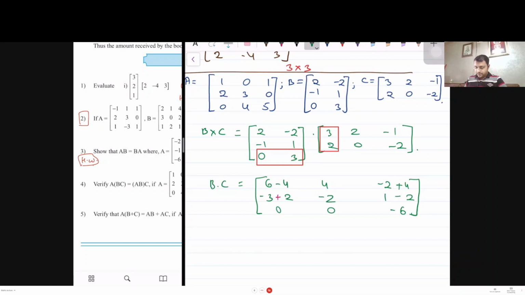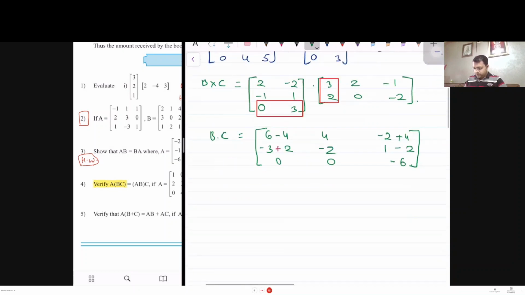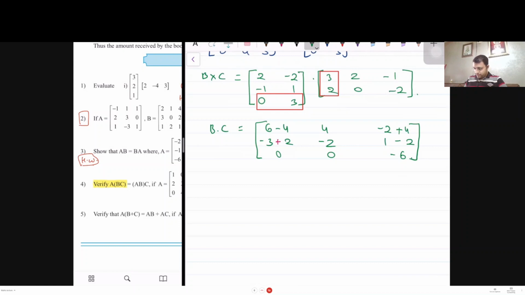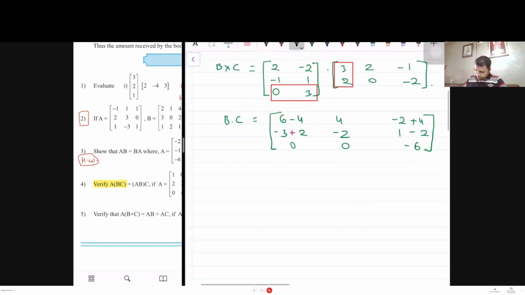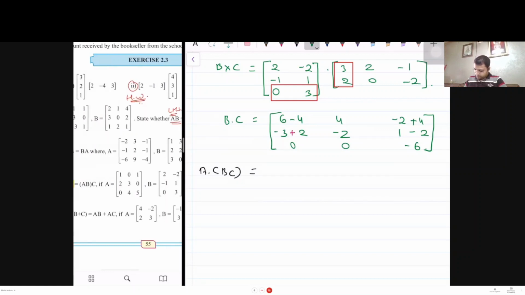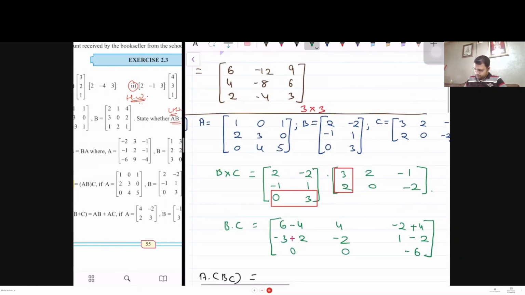Now, if you observe your question carefully, it is telling us over here to verify A into BC. So, if I have to verify A into BC, I have already got the value of BC. Now, let me try to multiply with A. So, A into BC is equal to, what is the matrix A? Let me copy it from here.